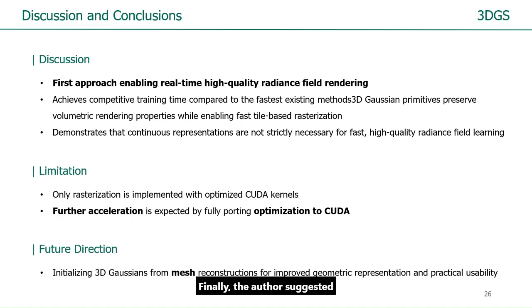Finally, the authors suggested exploring the generation of Gaussians from mesh reconstructions as an interesting future research direction. Since meshes are one of the most widely used scene representations, this approach could provide both practical benefits and deeper insight into the relationship between volumetric and surface-based representations.